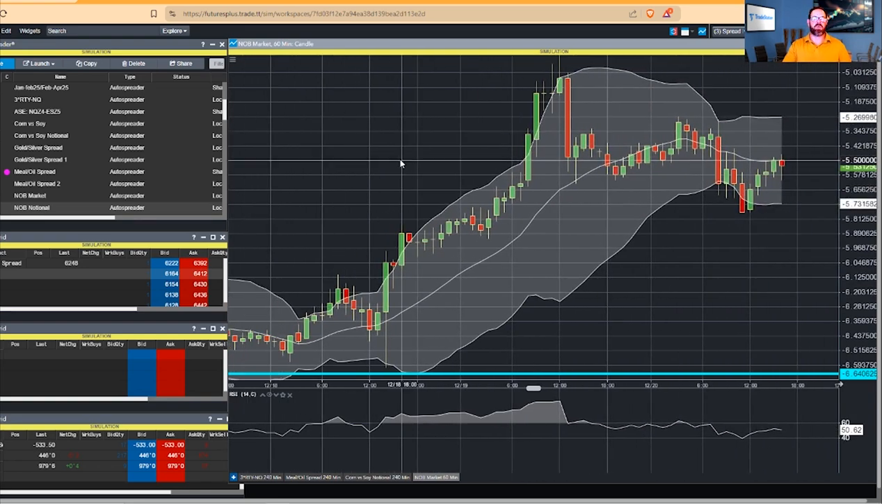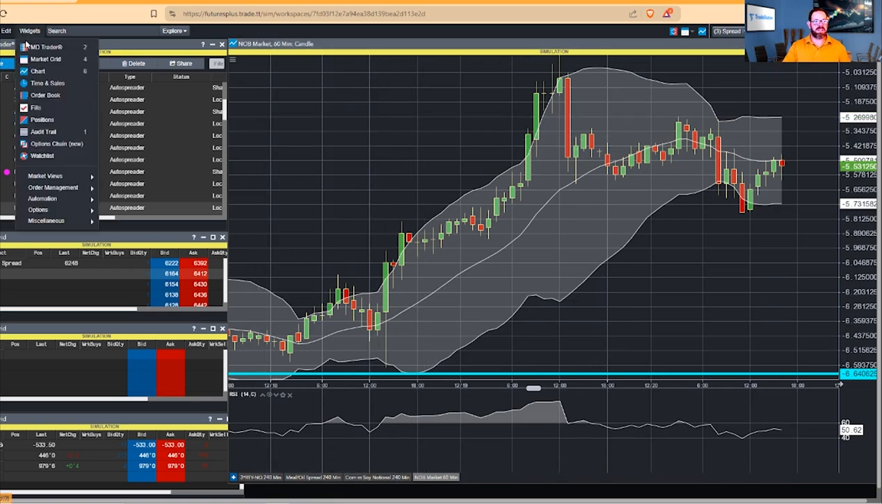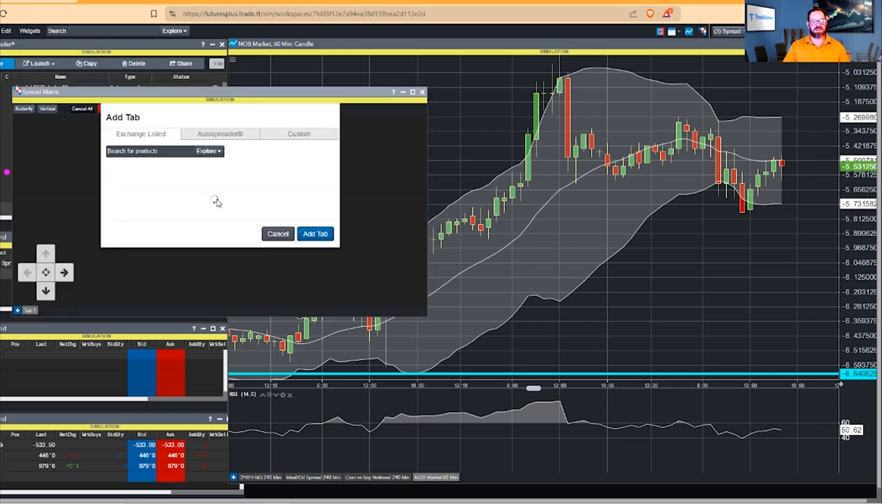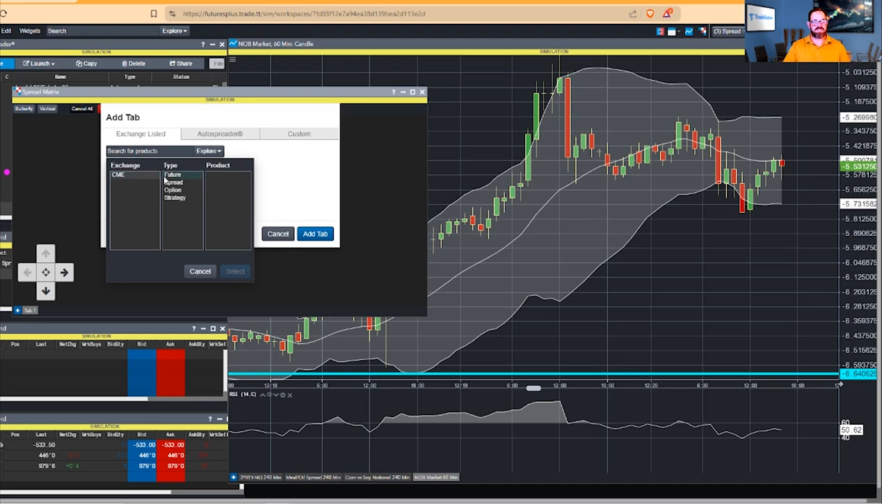And as I said before, there's really only two types of spreads. We have this, the intermarket, and we also have the intramarket, which again, we can actually look at with, let's see, where is the spread? Find it now. Spread matrix. There we are. The widgets under market views. And I can search for exchange listed CME spread.